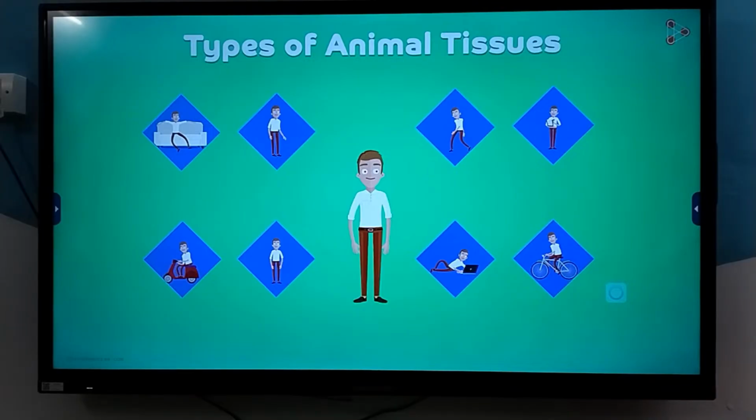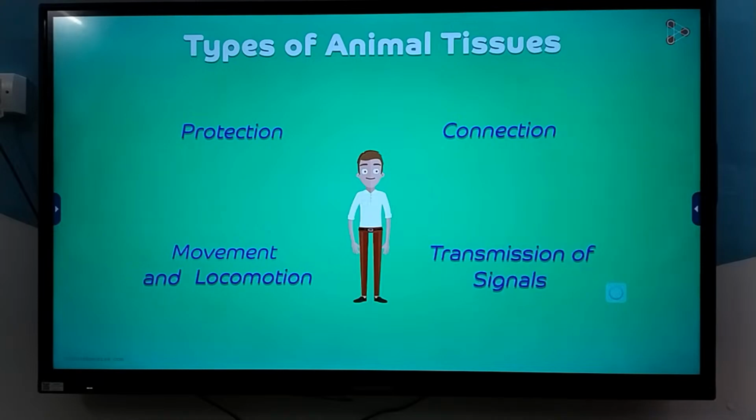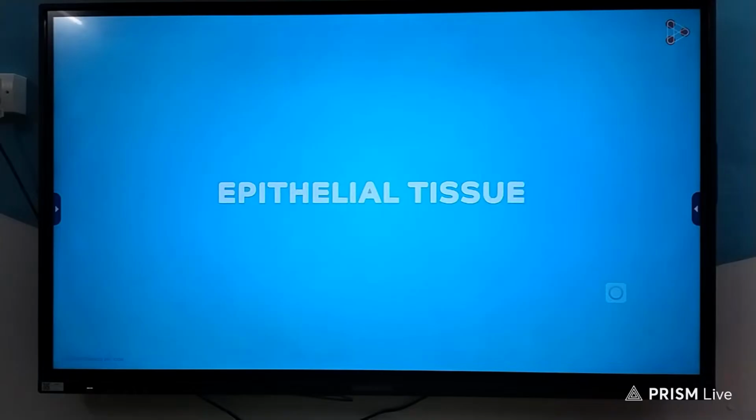For simplicity, we would prefer dividing all the animal tissues into four major categories depending on their functions. Firstly, we have the one for protection, then another for connection, followed by movement and locomotion, and lastly for transmission of signals for quick and efficient work. Based on this, we get the four major types of tissues as epithelial, connective, muscular, and nervous. So in this video, let's begin with the first type, that is the epithelial tissue.